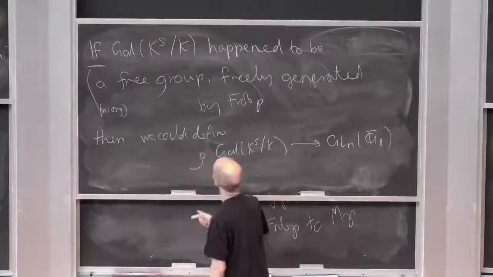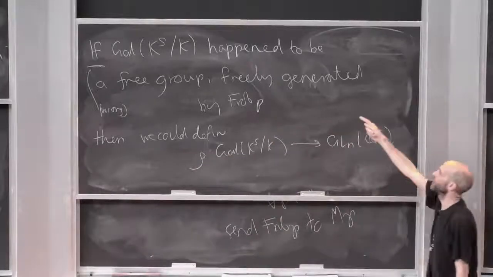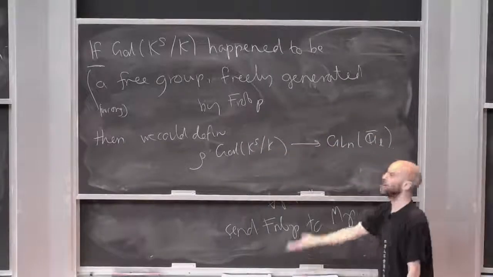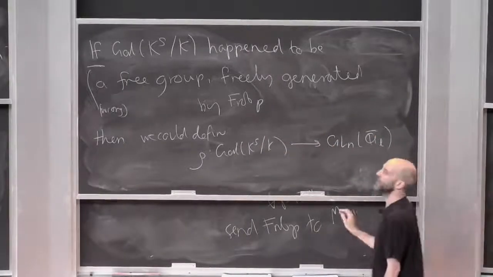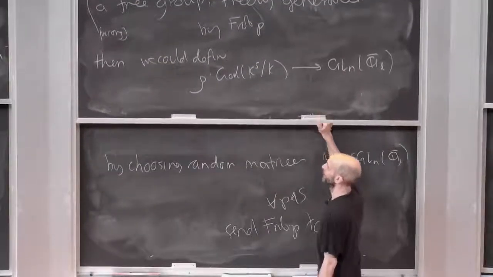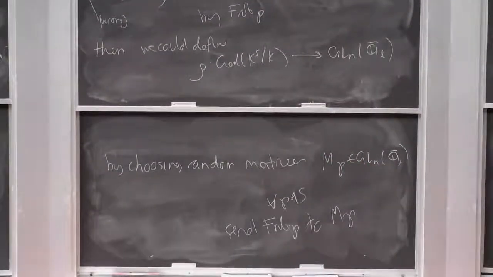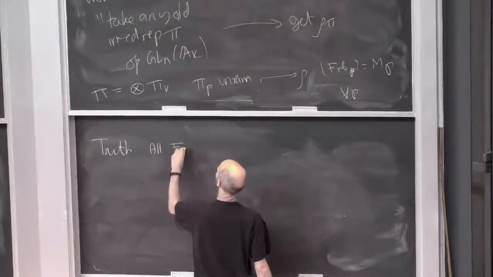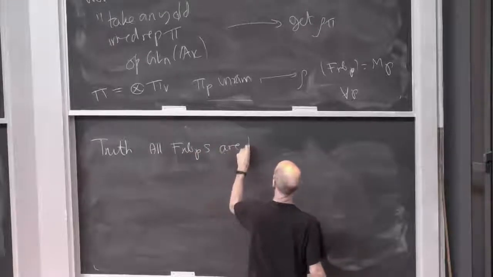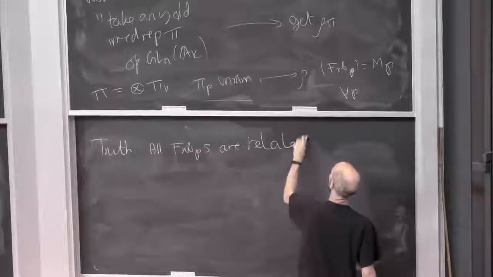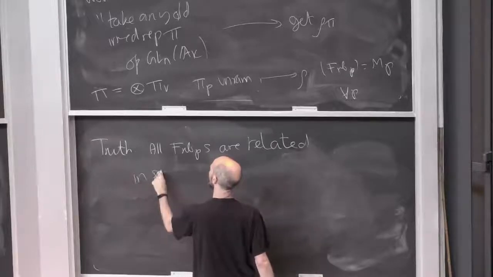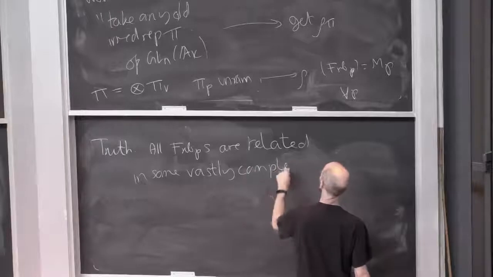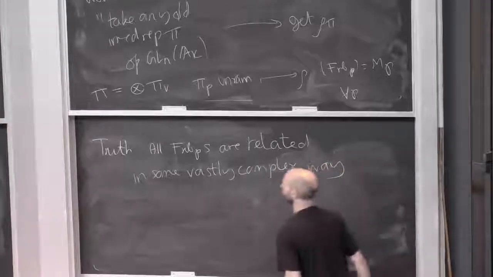So what's the truth? The truth is that this is some profinite group that's certainly generated by these Frob_P's, but there's infinitely many really, really complicated relations that nobody in the world understands. So that's the truth of the matter. All the Frob_P's are related in some vastly complex way, which no human understands.